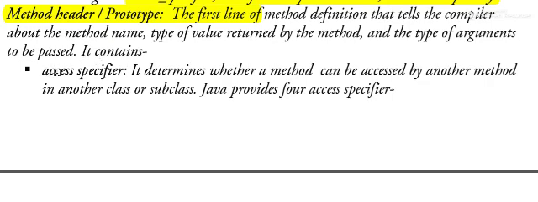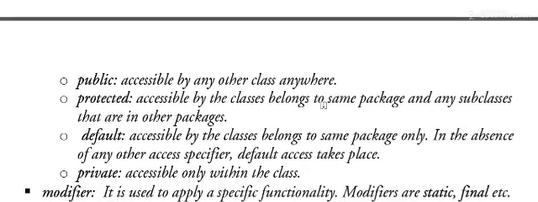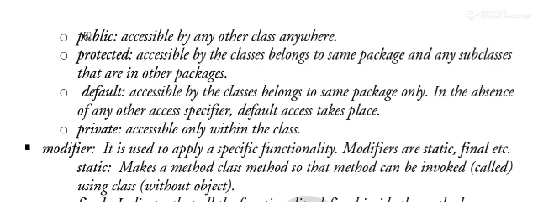It contains the access specifier. Access specifier determines whether a method can be accessed by another method in another class or subclass. Java provides four types of access specifiers. Public: accessible from any class, anywhere. Protected: accessible by the classes belonging to the same package and any subclass that is in another package.